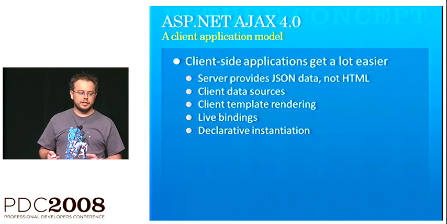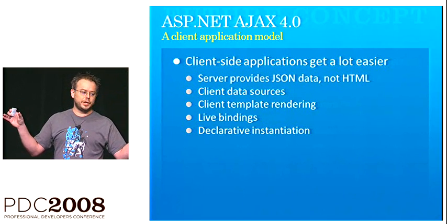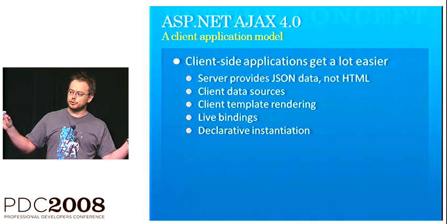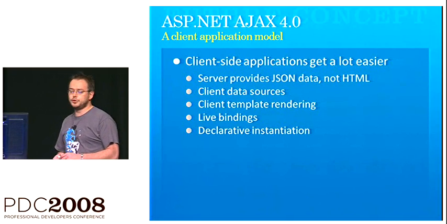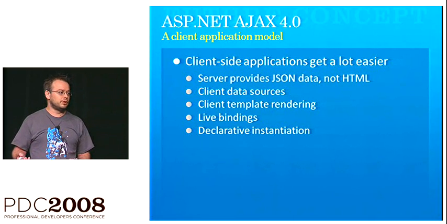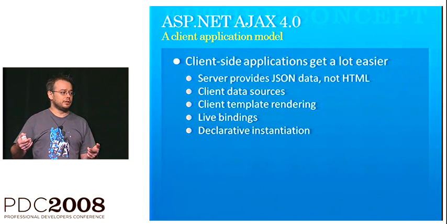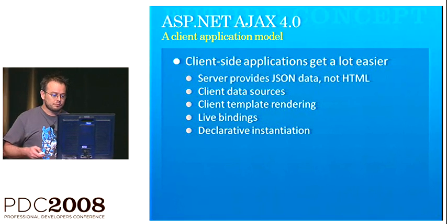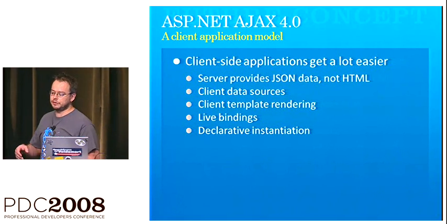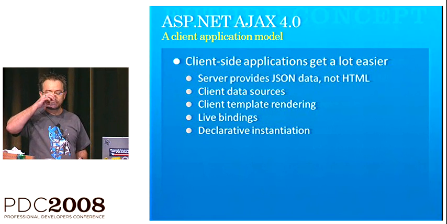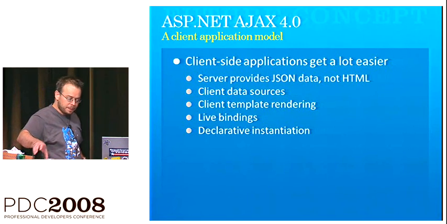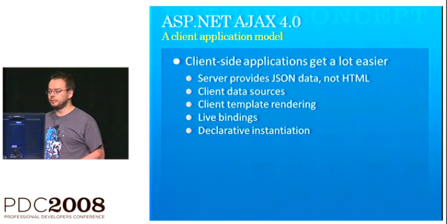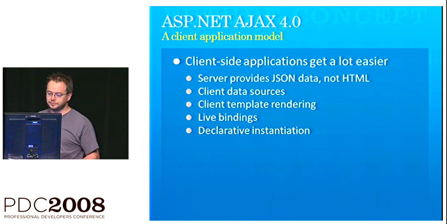Live bindings are, let's say that you have a text box and you have a label on a page, and this label has the same piece of information. When you modify the text box, you want the label to change immediately. If you try to do that with a server-based model, well, you can't. You have to do a post back. Or you'll have to write script, but this is what we're doing here. And we have a declarative model to instantiate components. And this declarative model, as I'll show, is optional. If you don't like declarative programming, you don't have to.